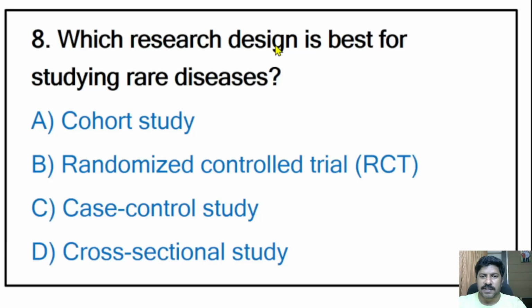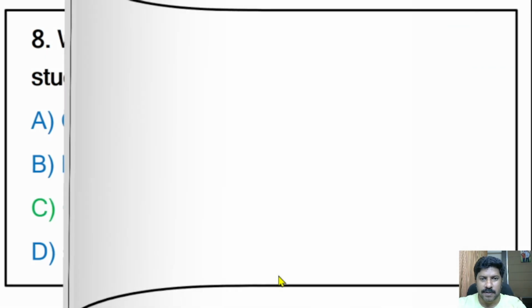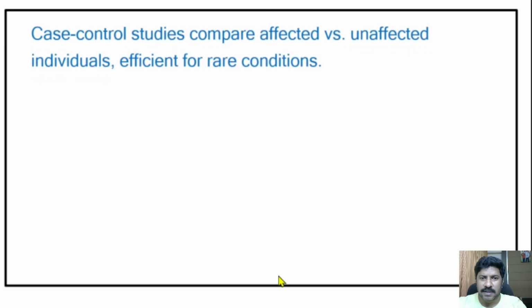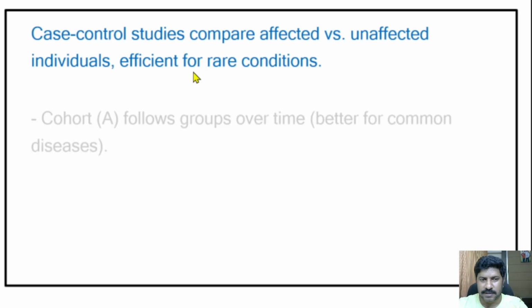Eighth question: which research design is best for studying rare diseases? Cohort study, randomized controlled trial or RCT, case control study, cross-sectional study. Here the correct answer is option C, case control study. Case control studies compare affected versus unaffected individuals, efficient for rare diseases or rare conditions.